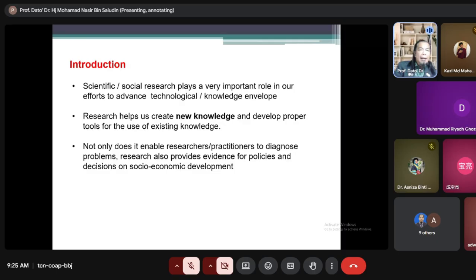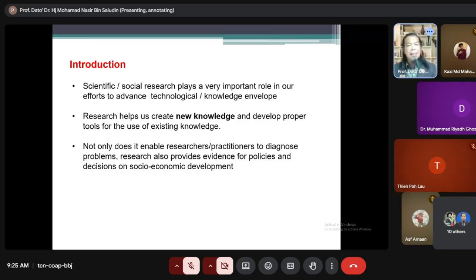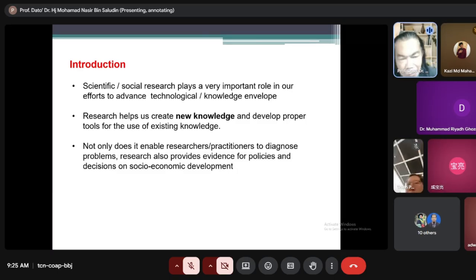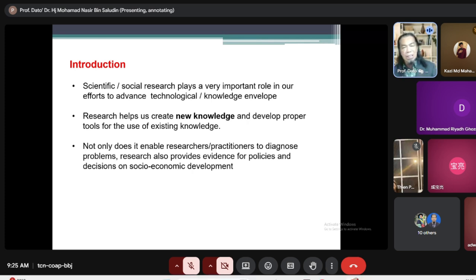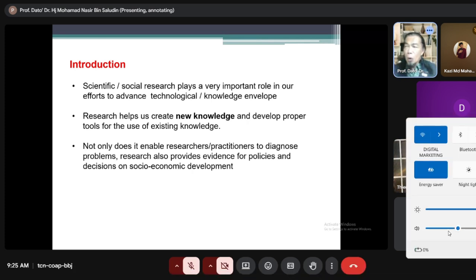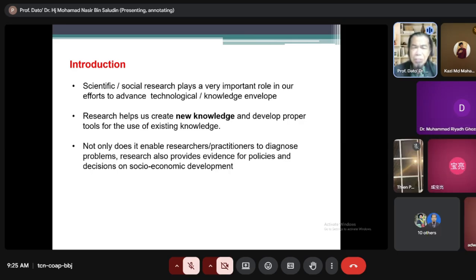Okay, I start with this: scientific and social research play a very important role in our effort to advance technology and knowledge. Research helps us create new knowledge. That means every research must produce new knowledge and develop proper tools for the use of existing knowledge. What is the meaning of PhD? PhD means Doctor of Philosophy.